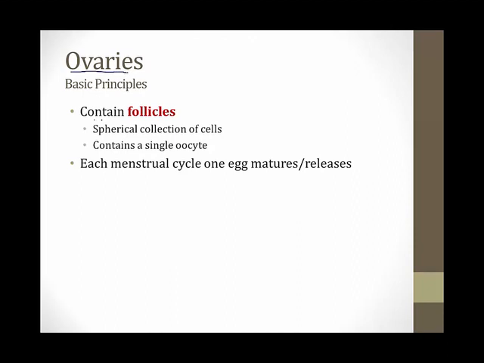So the ovaries contain follicles. These are the functional units of the ovaries. They are a spherical collection of cells that contain a single oocyte or egg. And each menstrual cycle, one follicle in the ovary will mature and release its egg. And when it releases its egg, that's called ovulation.